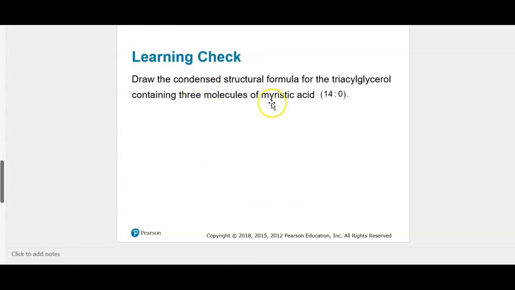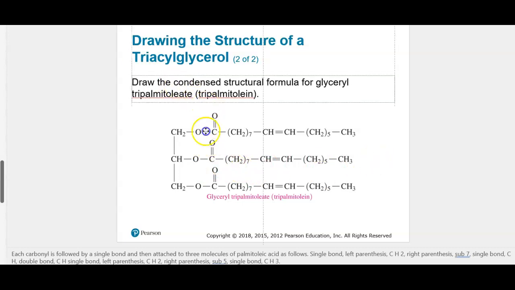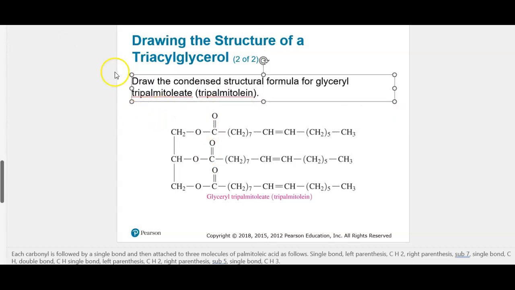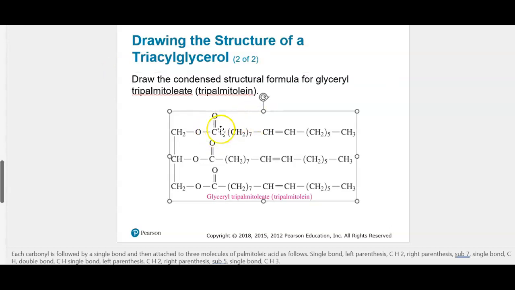Draw the condensed structure of a triacylglycerol containing 3 molecules of myristic acid. Well, we already saw that myristic acid is C14, and we're really going to do the same thing. Let me outline this here. I guess I can't outline this here, can I? But I think you can see the cursor.